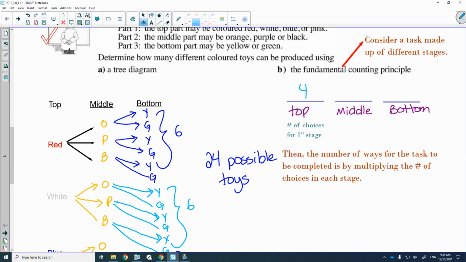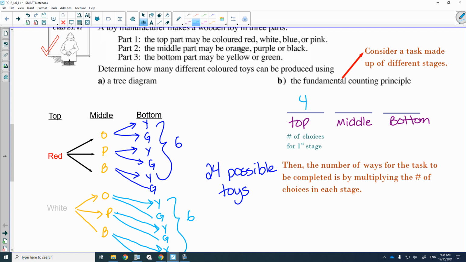Then you go to the middle stage. The middle of the toy, how many choices do you have? It could be orange, purple, or black. So you've got three choices. And then the bottom of the toy, how many choices? You've got yellow or green, that would be two choices. The number of ways to complete the task of making a toy is found by multiplying the numbers of choices in each stage. So it would be 4 times 3, which is 12, and 12 times 2, which is 24. There are 24 possible ways to create this toy.